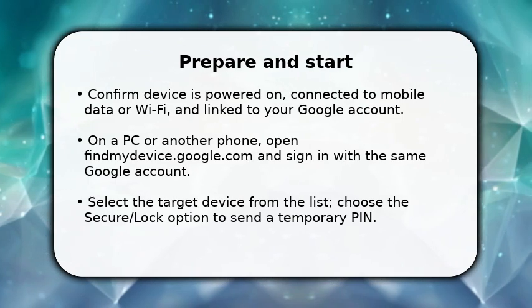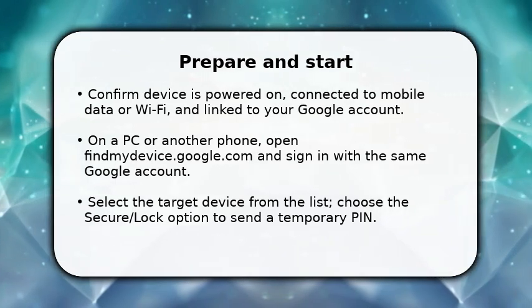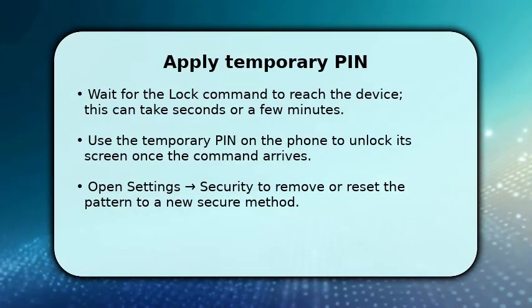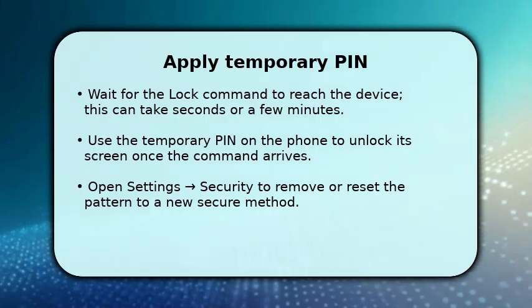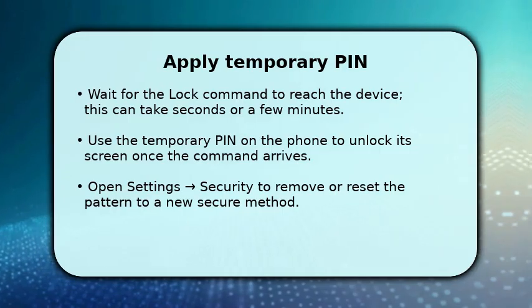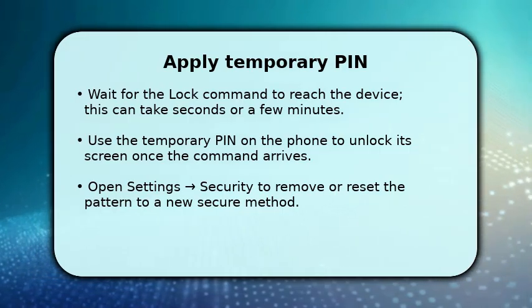Once done, monitor the target phone. The lock command must arrive over the network, so be patient for a brief moment. When the device accepts the command, enter the temporary PIN you set to unlock the screen. This step lets you bypass the old pattern and regain access.